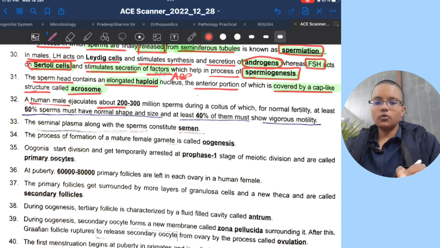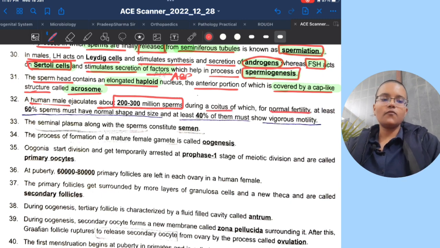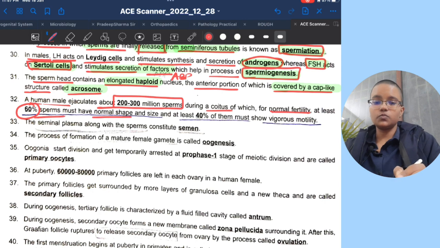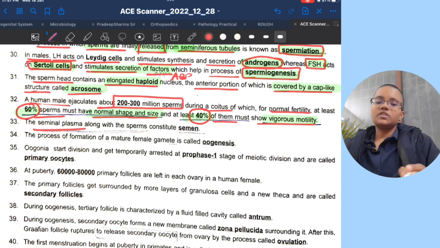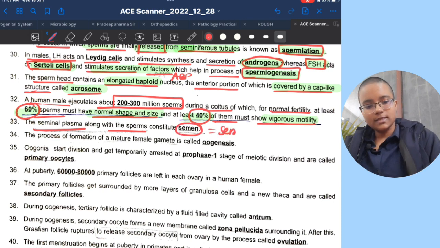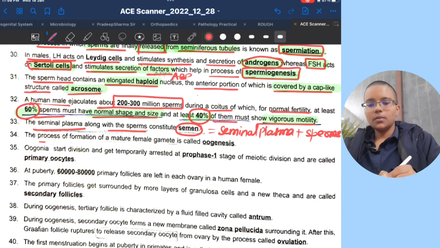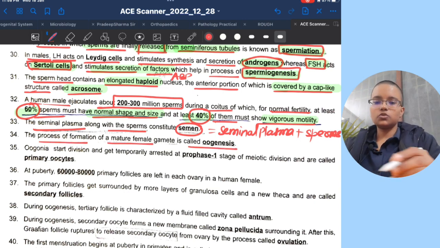A human male ejaculates about 200 to 300 million sperms during a coitus, of which for normal fertility at least 60% of the sperms must have normal shape and size, or morphology, and at least 40% of them must show vigorous motility. The seminal plasma along with the sperms constitute the semen. Semen equals seminal plasma plus sperms. The process of formation of a mature female gamete is called oogenesis.